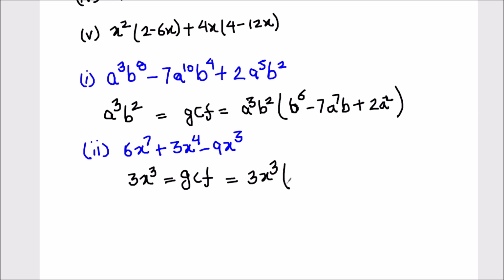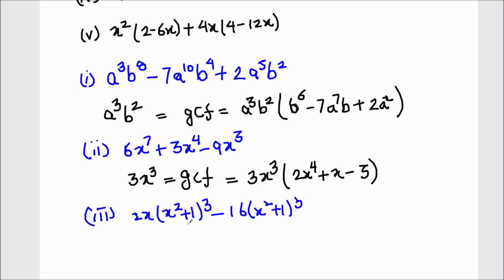So let's take this GCF out and simplify. So that's going to be 3x cube, and in the bracket, we have 2x raised to power 4 plus x minus 3.